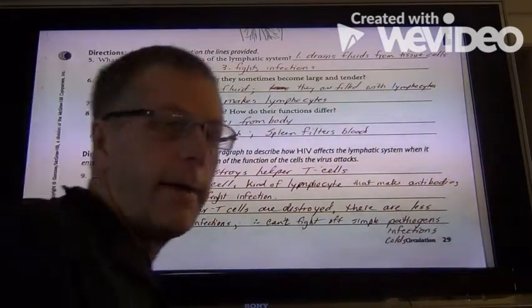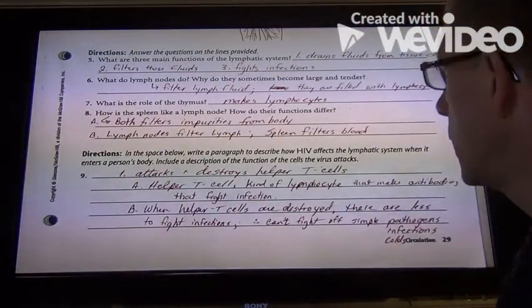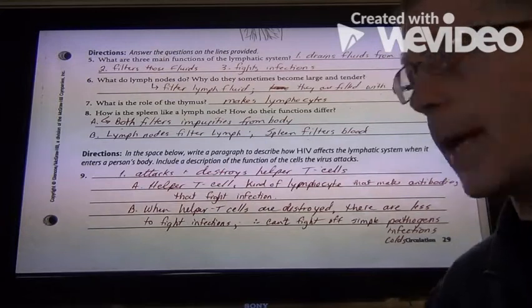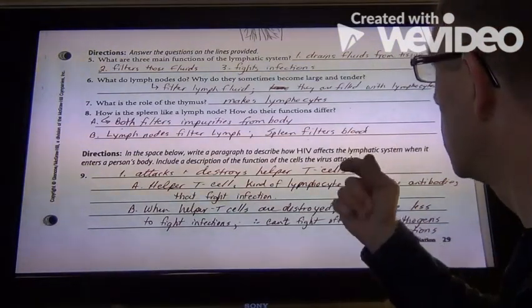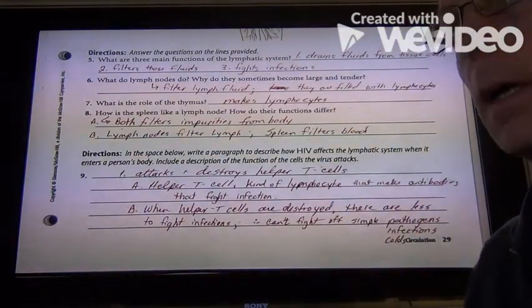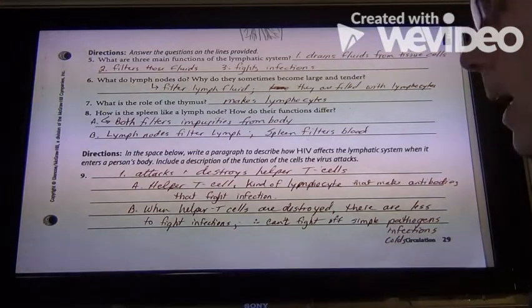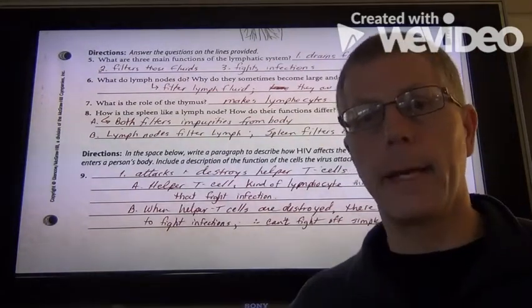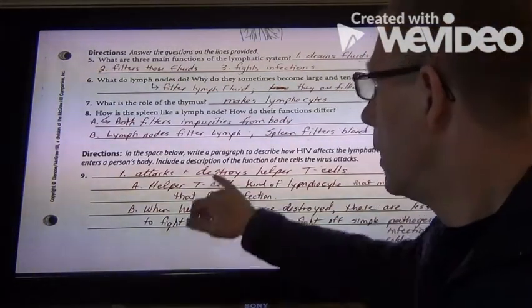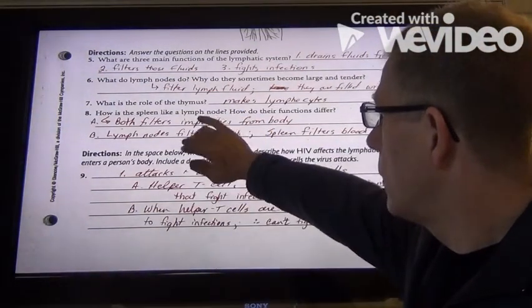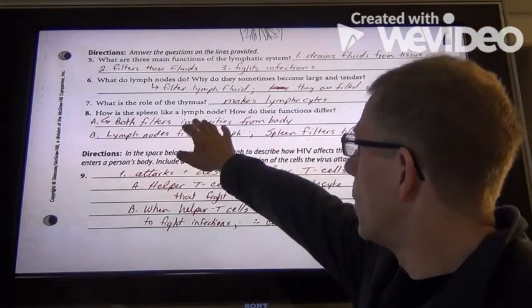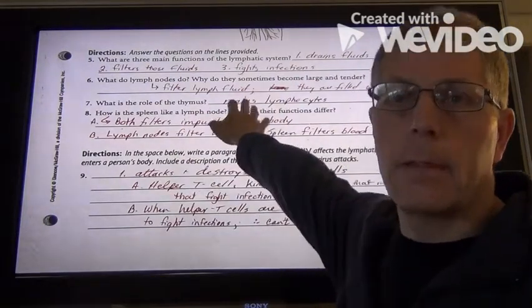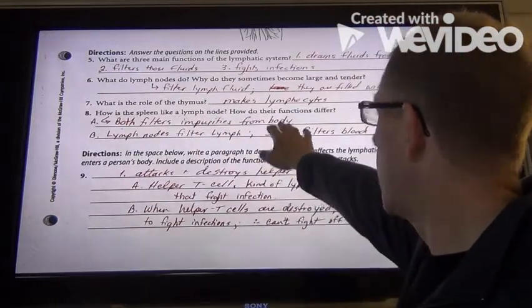All right, number 5 is basically the function of the lymphatic system. We have 3 of them. You can see there, it drains fluid from the tissue cells, filters that fluid, and it also will help your body fight infections. Lymph nodes is number 6. Number 7, the role of the thymus. Thymus, like we talked about before, just makes the lymphocytes.